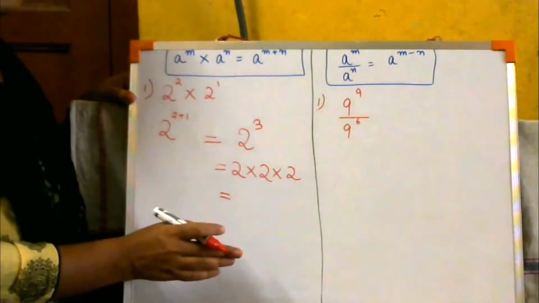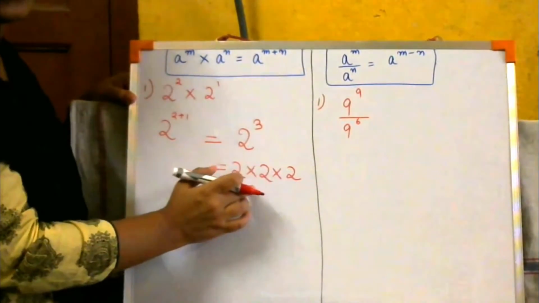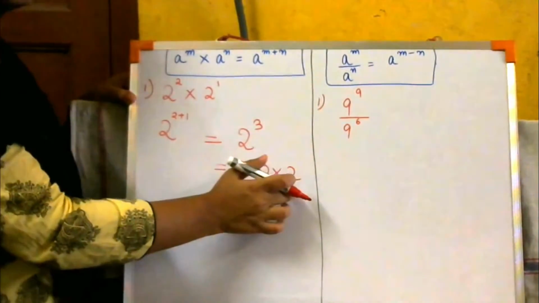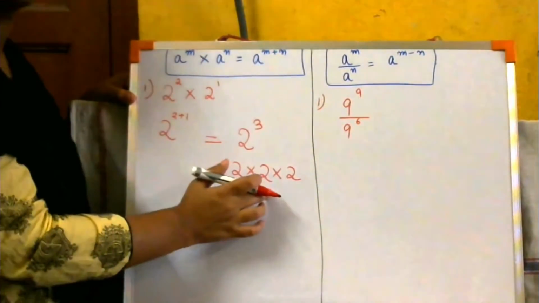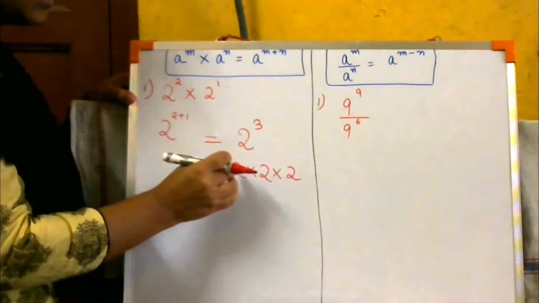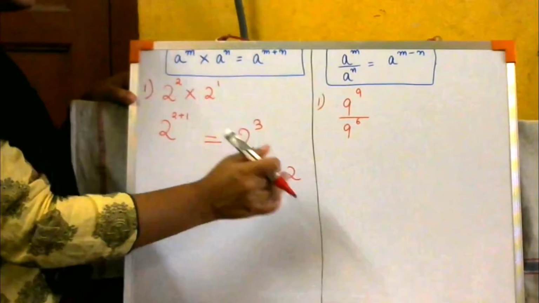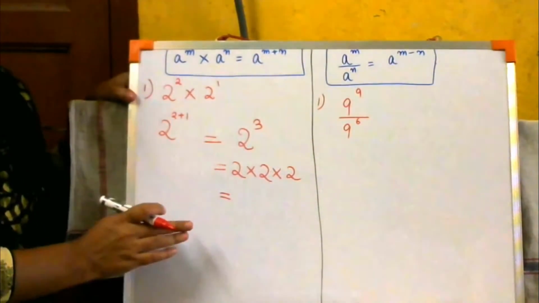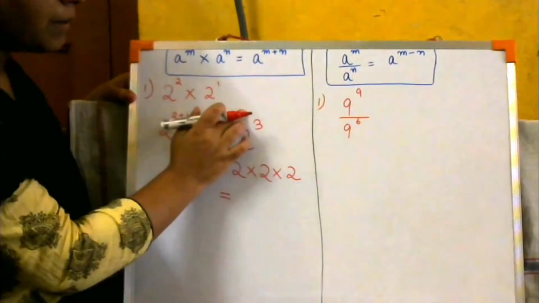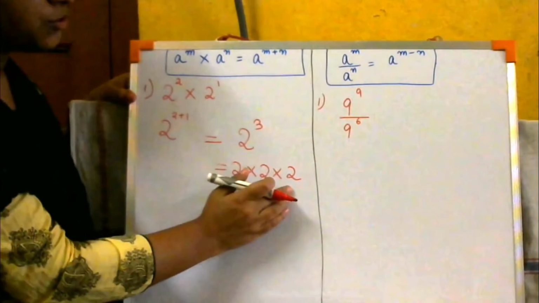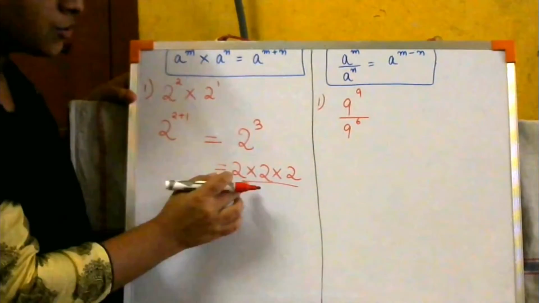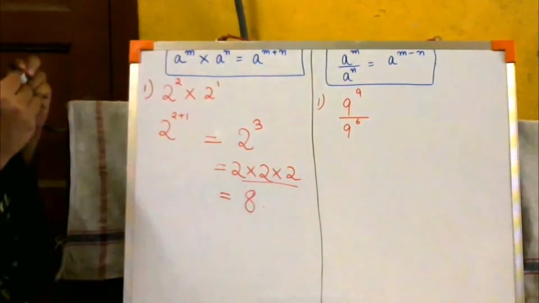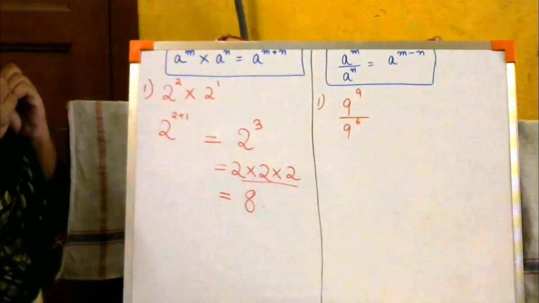Now don't put plus or minus in between, these are multiplications. 2 to the power 3 means 2 into 2 into 2. If there are 4 times 2, that means 2 into 2 into 2 into 2. The multiplication sign will remain. Don't put plus or minus. Please don't make silly mistakes. So 2 to the power 3 means 2 into 2 into 2. There are 3 2's. So 2 2's are 4, 4 2's are 8. This is your answer. I guess you understood.